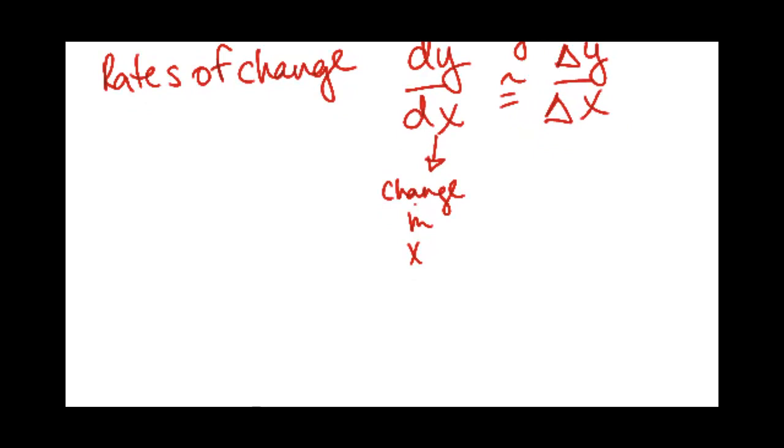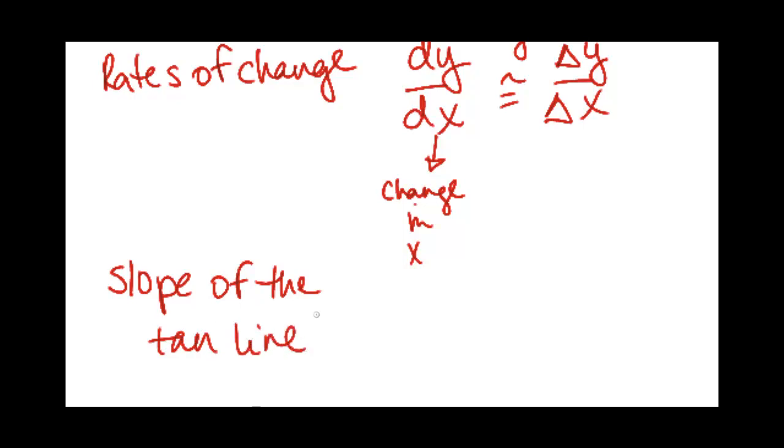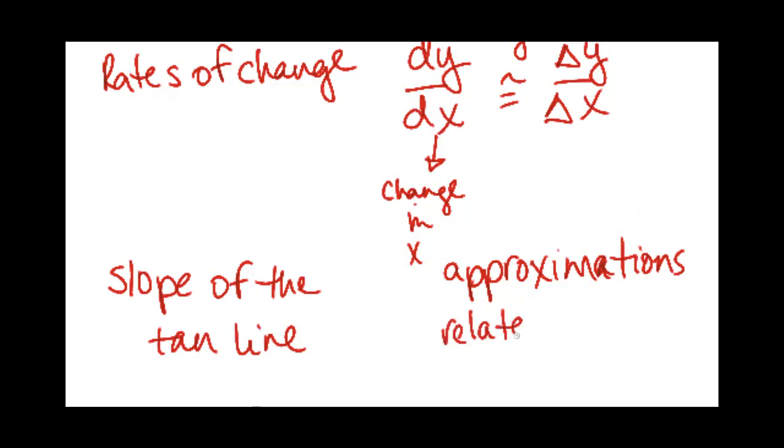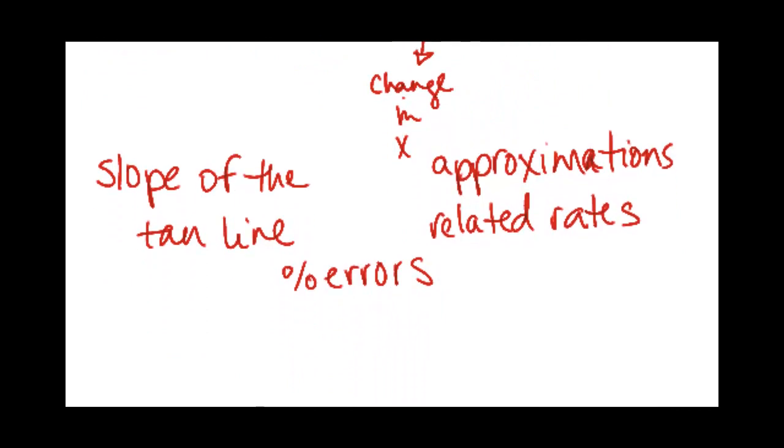So we know that slopes are rates of change, and the derivative can be the slope of the tangent line. We can use derivatives for approximations. We can use derivatives for related rates and percent errors and differentials. Alright, so those are some basic things that we're going to see.